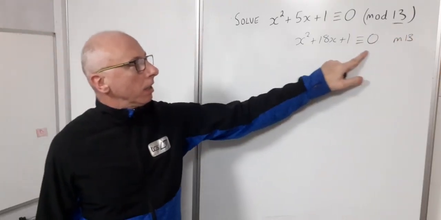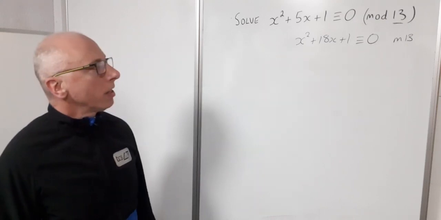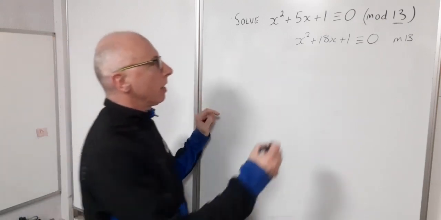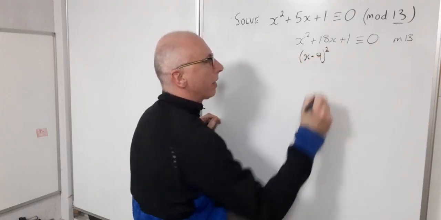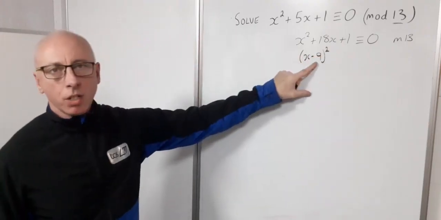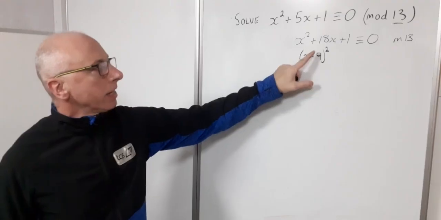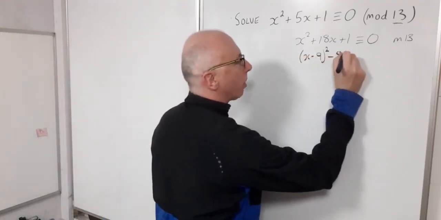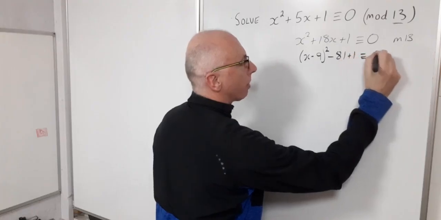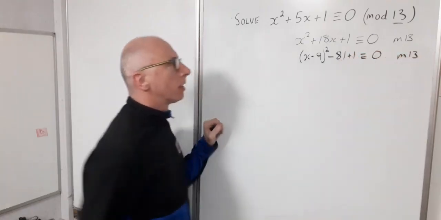So now that's all well and good. Now let's complete the square of what we got here. We get x minus 9 squared. And then because we've got minus 9 squared, we've now got an extra 81 inside here, so we need to subtract that. So minus 81 plus 1 is congruent with 0 modulo 13.